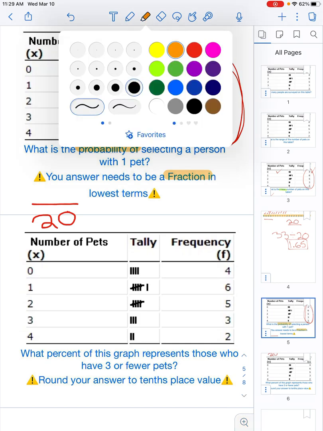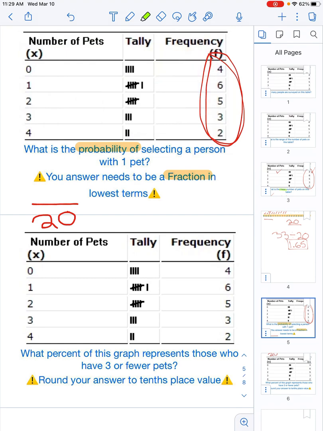And now what happens is they say, a person with one pet. All right. Well, now take a look, because one pet is right here. And how many people are we talking about? Six of them. So now six out of the 20 people surveyed have one pet. Now we got to remember this, lowest terms.